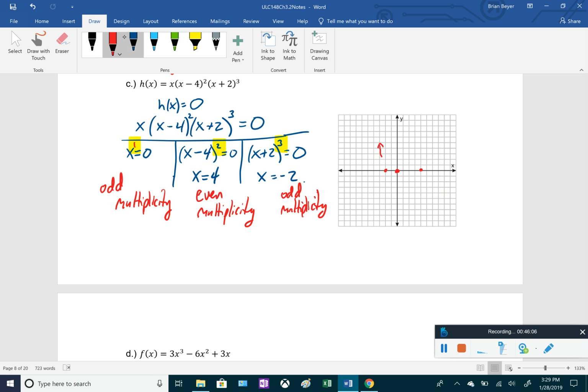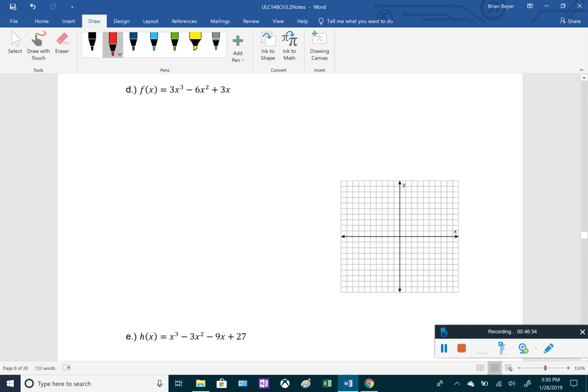So we know it cuts through at negative 2 because it was odd multiplicity. And then it's going to cut directly through at 0 because of odd multiplicity once again. And then at x equals 4, it had even multiplicity, so it's going to come back, touch it, and then bounce back. Okay, let's maybe do 2 more.